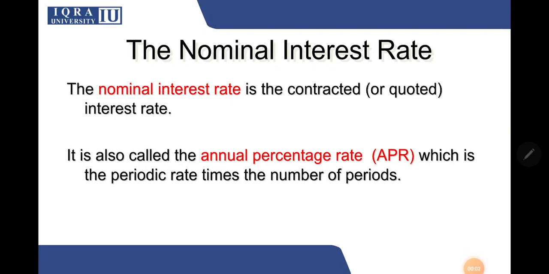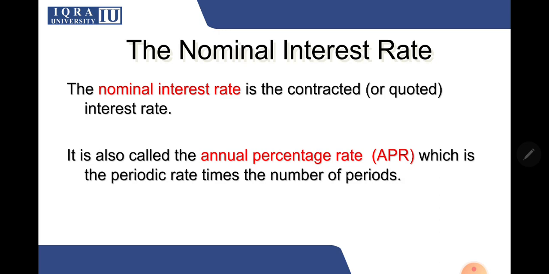Now, here are some terminologies that you should be aware of. The nominal interest rate is the contracted or quoted interest rate. It is also called the annual percentage rate, which is the periodic rate times the number of periods. So, if you go to a bank, they are going to tell you the nominal interest rate.